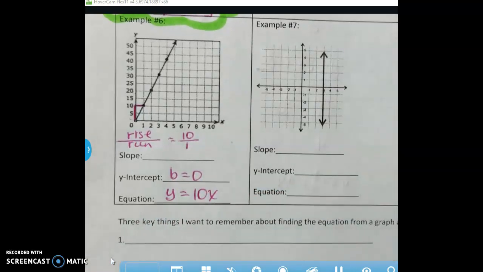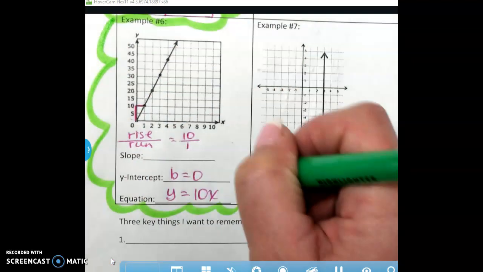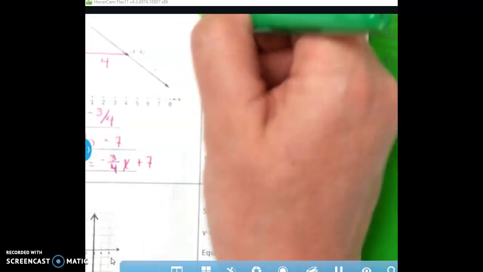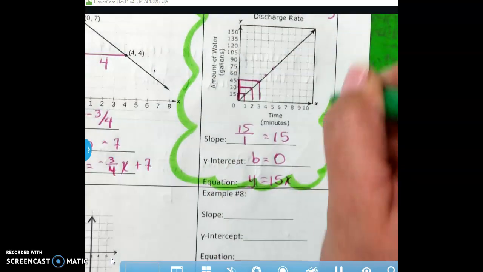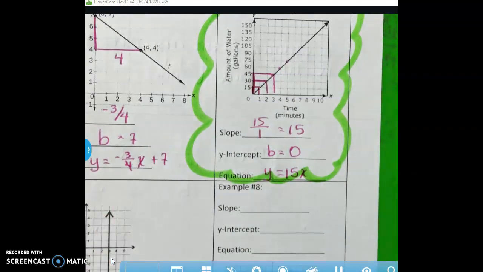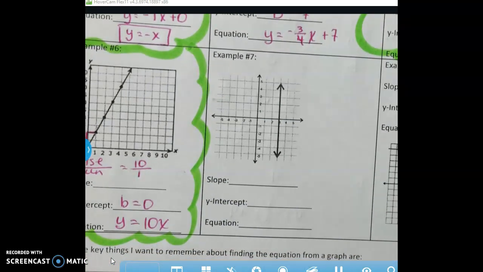10x is your equation. So this is another one, and I did not give that much attention to the scale in example 5, but it's the same kind of concept. You went 1 unit over 1 unit, but it was not a slope of 1. It was not a slope of 2. It was a slope of 15. So these are a little bit more unique.